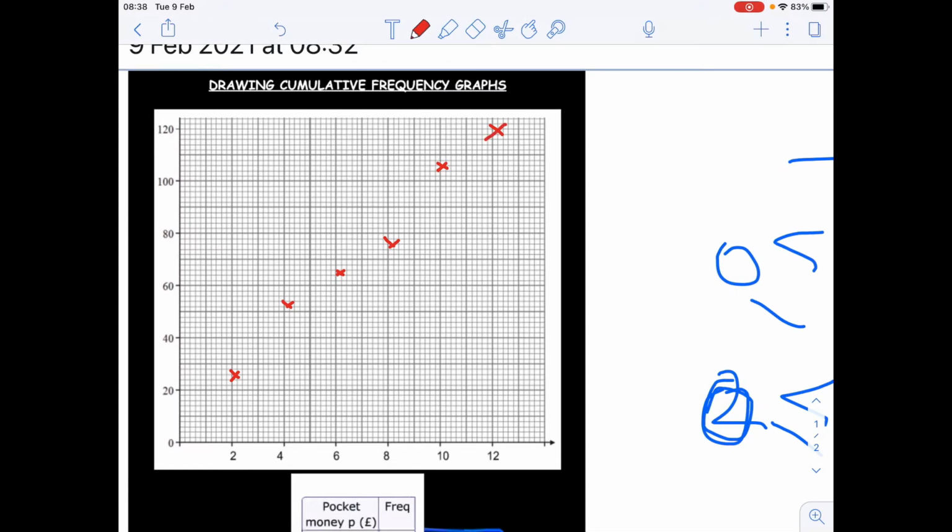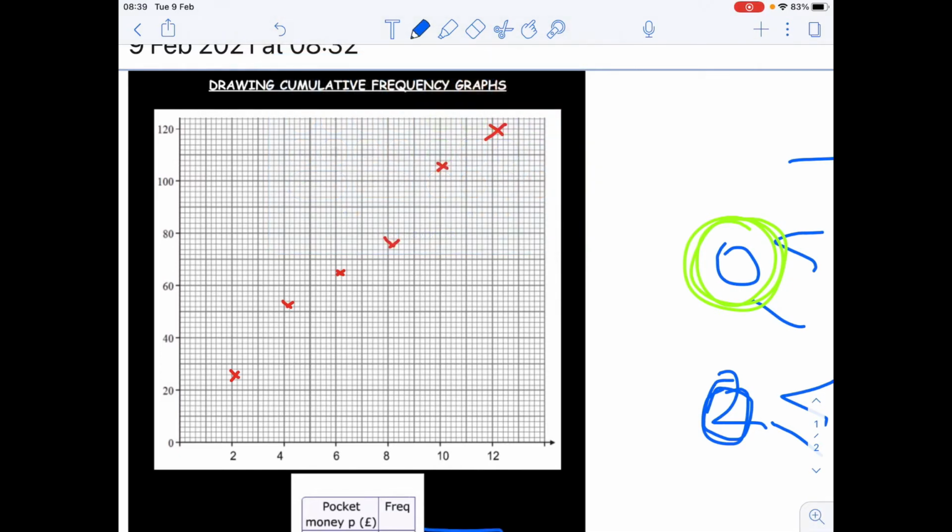And then once I've got that, I need to join the points with a smooth curve, not straight lines. I'm going to repeat, a smooth curve, and this is really important. I have to bring the curve down to the lowest value of the first category. In this case, it's 0. In some cases, it may be 10. In some cases, it may be 20. So don't make that mistake, because you will lose a mark in the exam. You bring it down to the lowest value of the category. In this case, it's 0. Not always going to be the case.